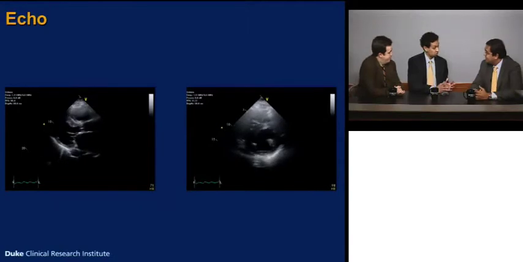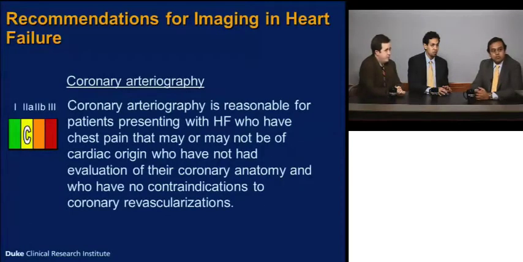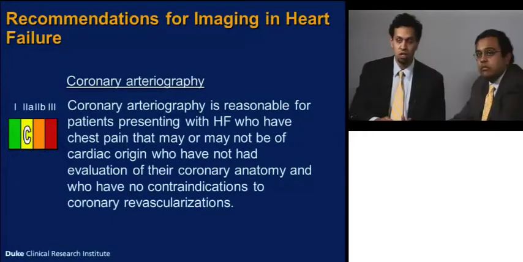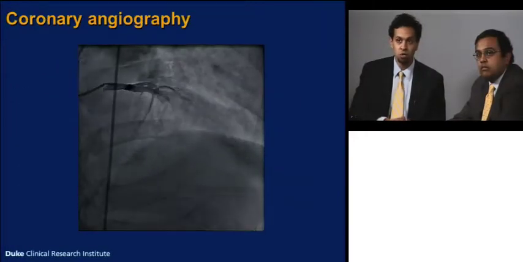Well, I can tell you what this team decided on. Given the symptomatology and the fact that there was a territorial wall motion abnormality, they decided to proceed straight to heart catheterization in this instance. And there are certainly guidelines for this, level 2A for coronary arteriography for patients with heart failure who have chest pain that may or may not be of cardiac origin and have not had their coronary anatomy evaluated before. This patient seemed to fall into this category somewhat. And so here are the angiograms.